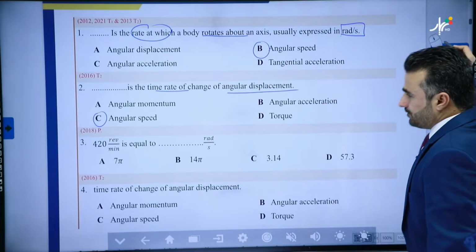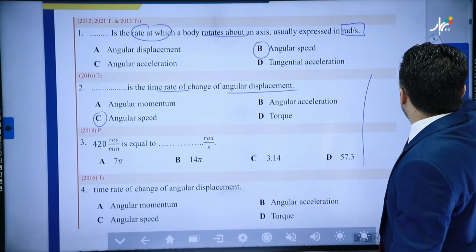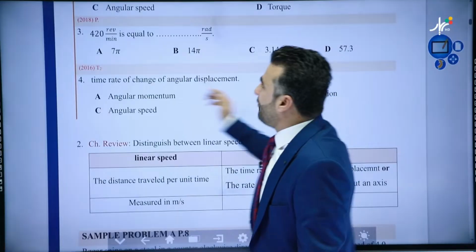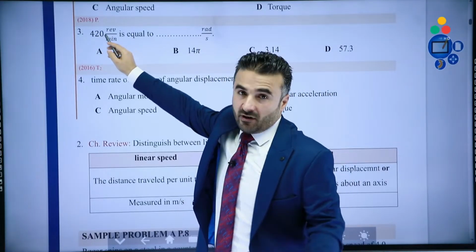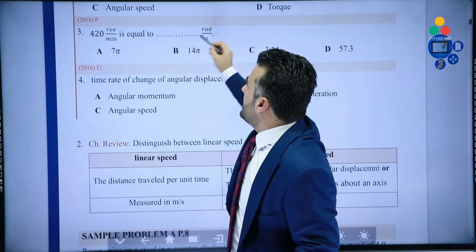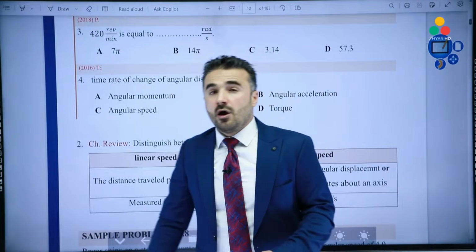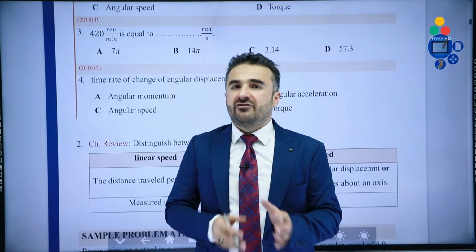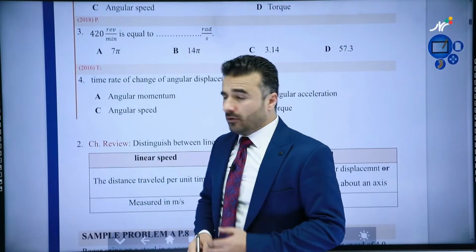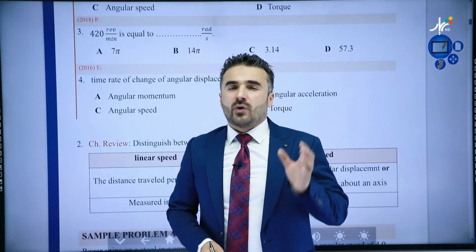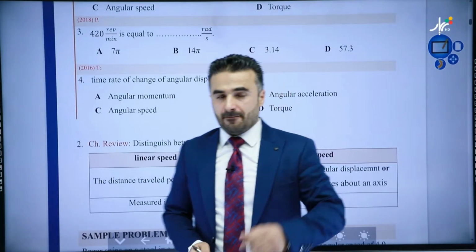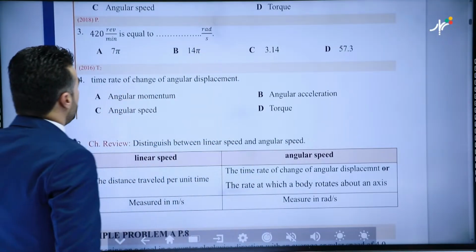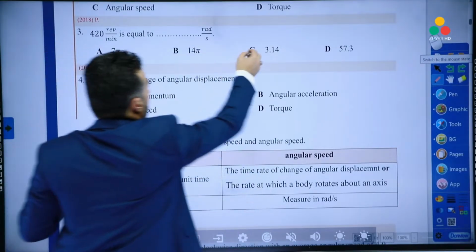All right. Now, we have another question which is also very important to know. Take a look. It says 420 revs per minute is equal to dash rad per second. So what you are being asked is simply convert 420 revolution per minute to radians per second. Let's see. All right? Can you try this on your own? That would be great if you could do that. So I'll do it here.